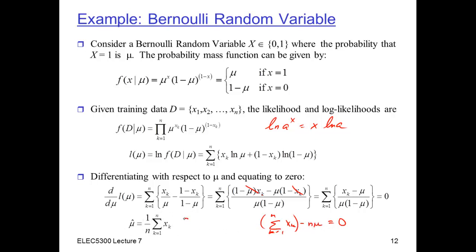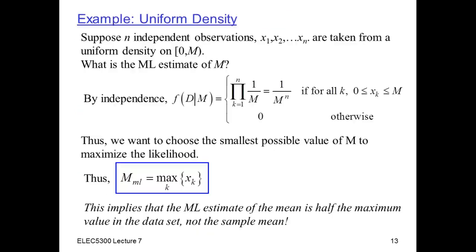So again, this is the sample mean. The best estimate of mu, which is the mean of the distribution, is simply the sample mean. So again, we get this idea of mean matching or moment matching.